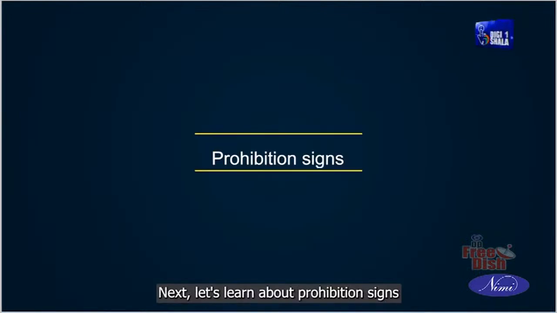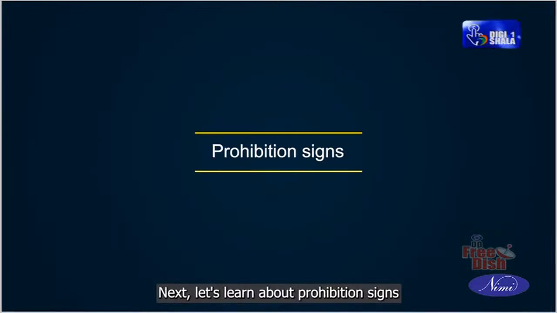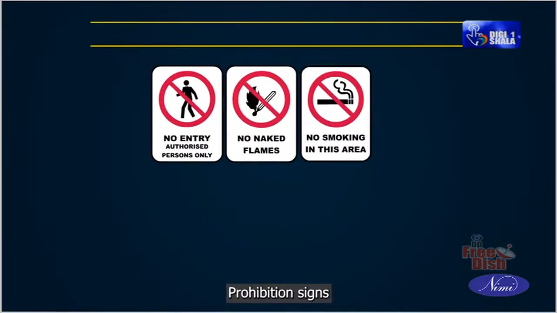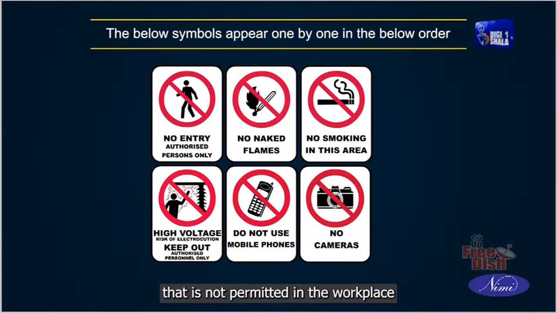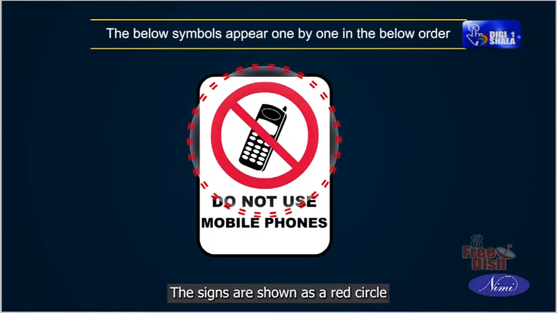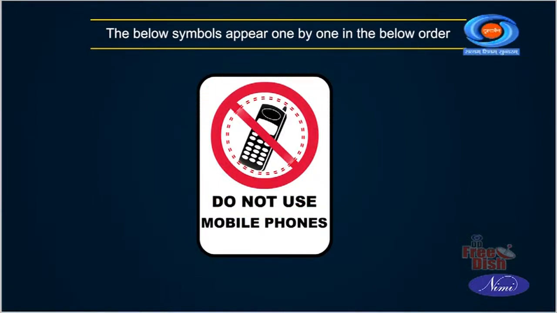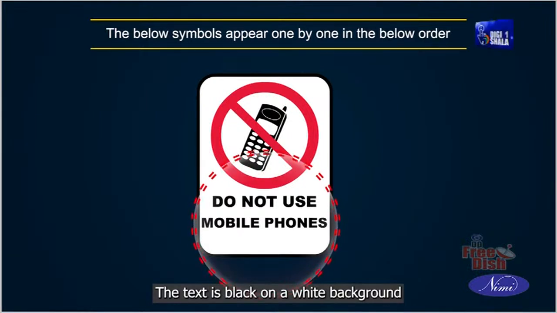Next, let us learn about prohibition signs. Prohibition signs indicate an action or behavior that is not permitted in the workplace. The signs are shown as a red circle with a red slash over a black icon of the action. The text is black on a white background.